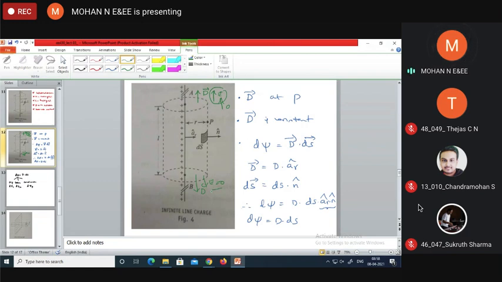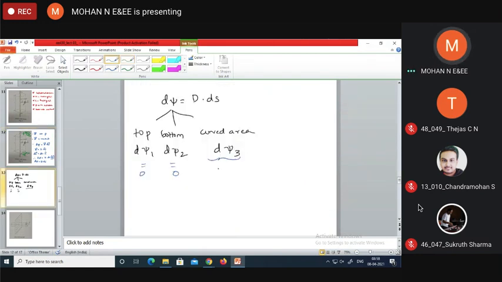Zero. So we are left with only finding d psi 3. The d psi 3 is nothing but the curved area, only the curved area. Let me solve for d psi 3. D psi 3 is equal to d into ds. This ds is the surface area of the curved portion, so nothing but the curved area.